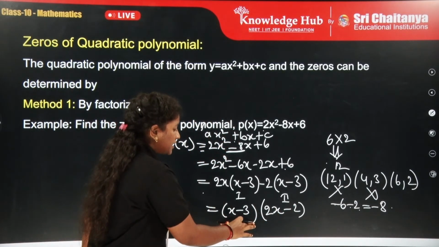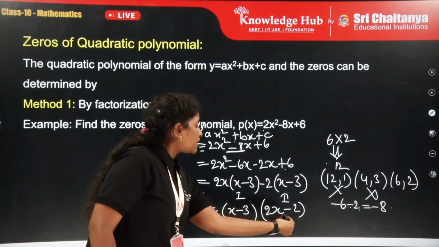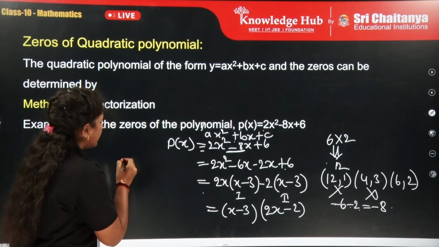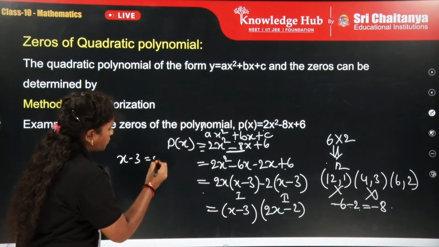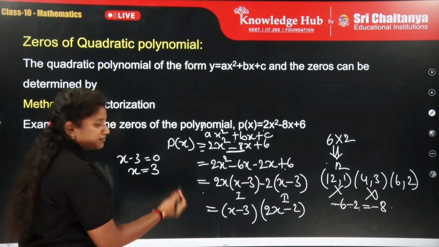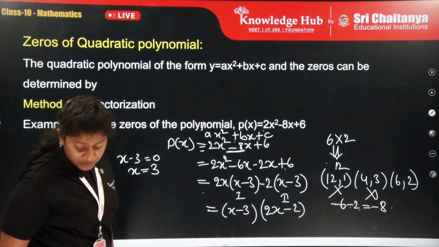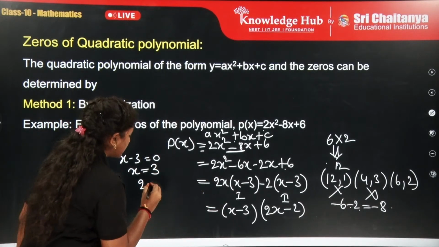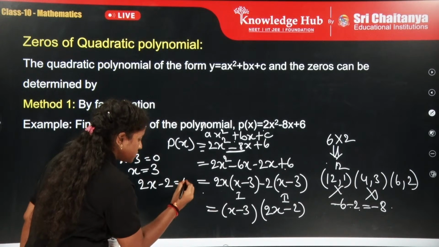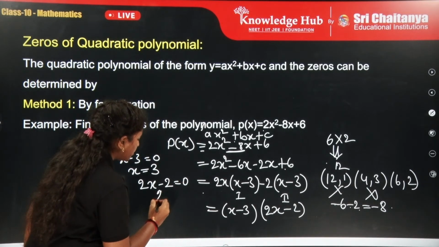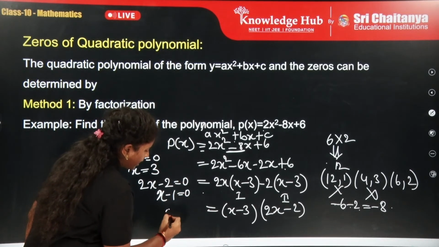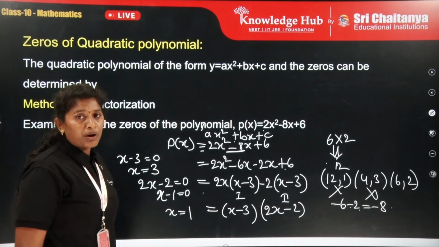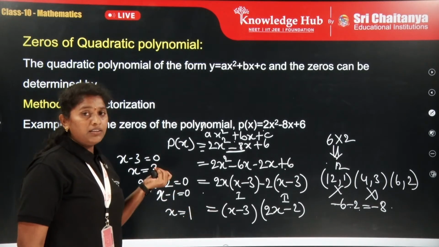So now x minus 3 will give you one 0 and 2x minus 2 will give you another 0. How can we find those zeros? If I am taking my x minus 3 equals to 0, I will get my x value as 3. That means one of the zeros of your quadratic polynomial will be 3. And moving to the next factor, that becomes 2x minus 2 equals to 0. Taking 2 common you will get x minus 1 equals to 0 and x equals to 1. So therefore we got the two zeros of the quadratic polynomial as 1 comma 3.